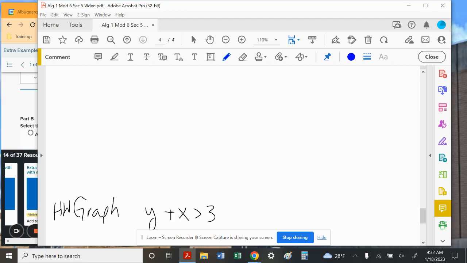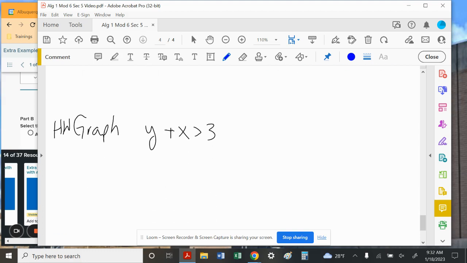Okay, so now we have y plus x is greater than 3. Now I'm going to do it a little different way. I'm going to find it using the intercepts. So I'm going to set y equal to 0. So I'm going to plug in 0 there. I'm going to say 0 plus x is greater than 3. So x is greater than 3. So what that tells me is that 3 is, in this particular case, my x-intercept.